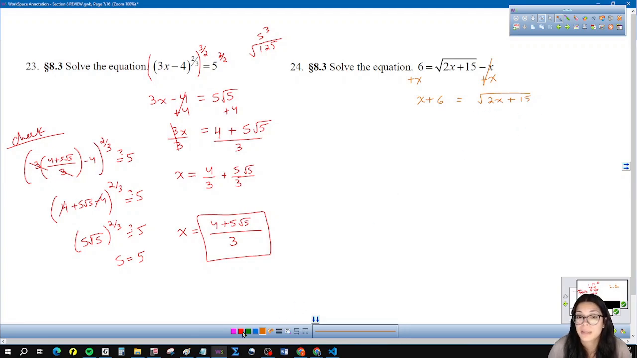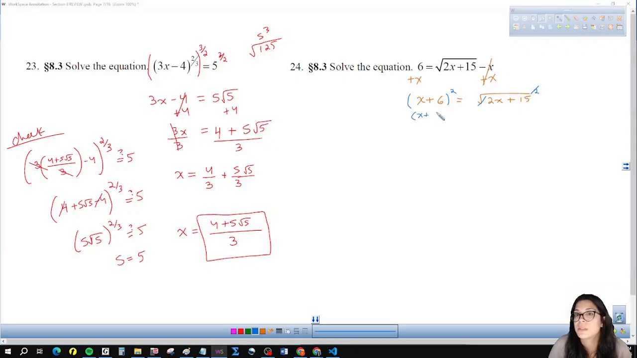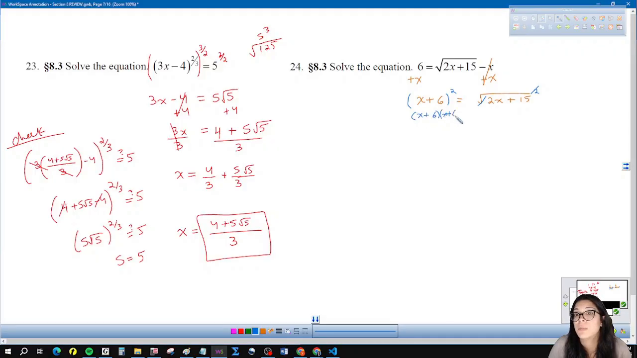Now that I have the radical by itself, I can go ahead and square both sides to get rid of that radical. But of course, when I square the left side, that means I'm going to have 2 copies of x plus 6 that need to be multiplied together. I cannot distribute the power of 2. I can only do the power of a power rule, where I distribute the power when I have one term on the inside. So this will end up being x squared plus 12x plus 36.